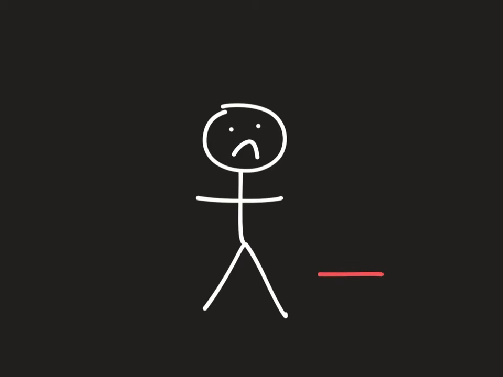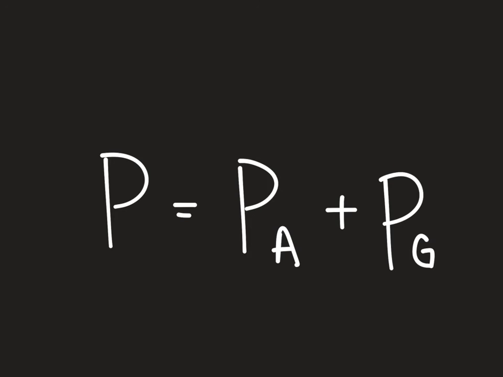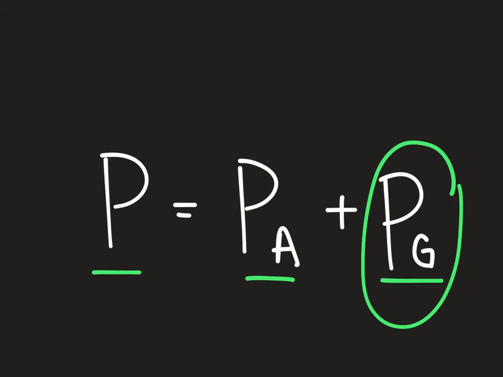In fact, we are experiencing the effects of atmospheric pressure on our bodies all the time. It's just that our cells have an internal pressure equal to the external pressure of the atmosphere, so we don't feel it. So in reality, the total pressure that an object experiences is equal to the atmospheric pressure plus the gauge pressure. The gauge pressure is the pressure that an object experiences that's other than the atmospheric pressure.